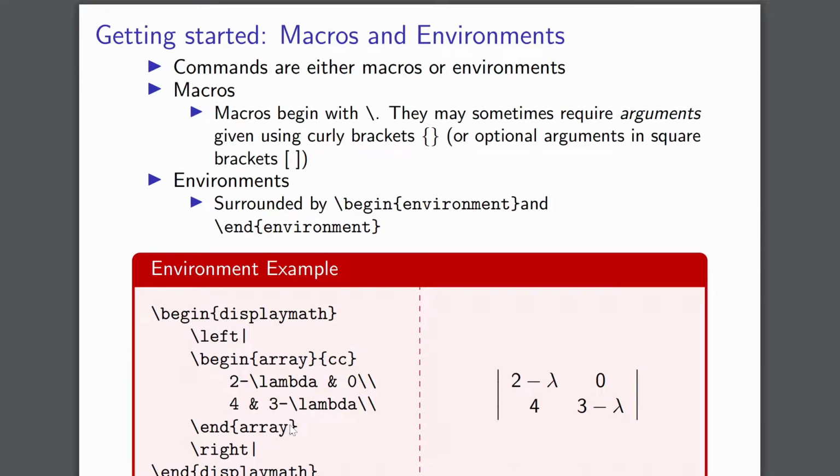So when we look at commands, I guess commands can come in two different flavors really. There's macros, which are activated just by starting with a backslash and then the command name. And then there's environments, which are basically blocks of LaTeX that will be formatted a specific way depending on that environment. So macros begin with backslash, and they sometimes require arguments, which we pass in using curly braces, or optional arguments as well, which we pass in using square braces like that.